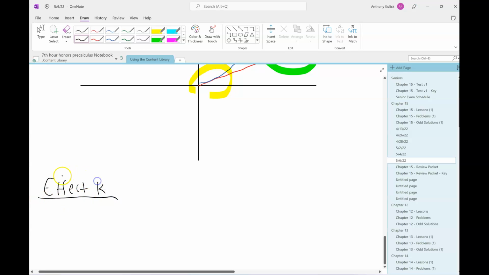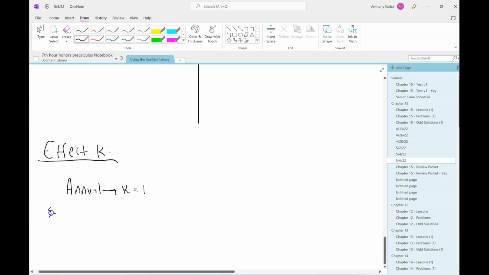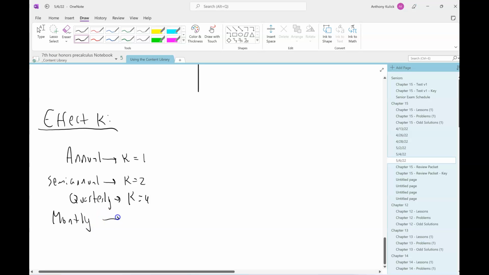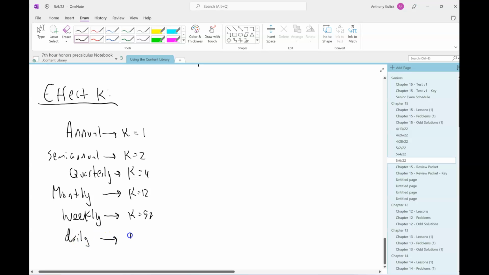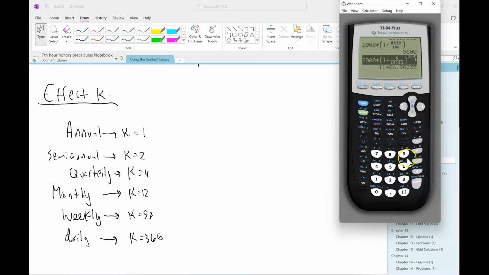Let's start talking about the effect of K. So just some basic vocab here. We saw that annual implies that K is 1. What would semi-annual mean? K is 2. How about quarterly? Tells us K is 4. Monthly? K is 12. Weekly? 52. Okay. Daily? K is 365. Okay. So let's take that same situation we've been working with and look at what happens when K is 1, 2, 4, 12, 52, and 365.